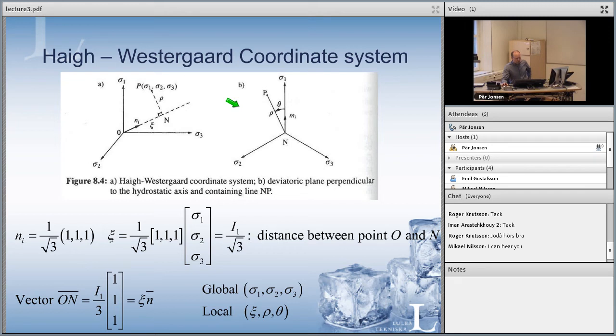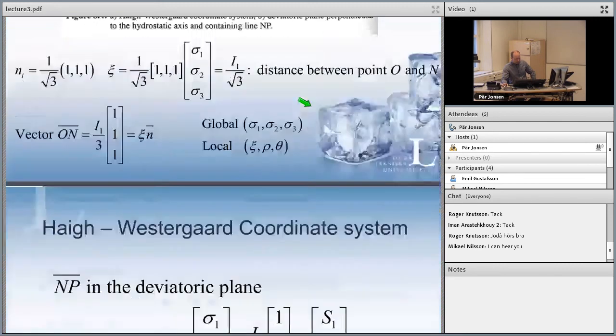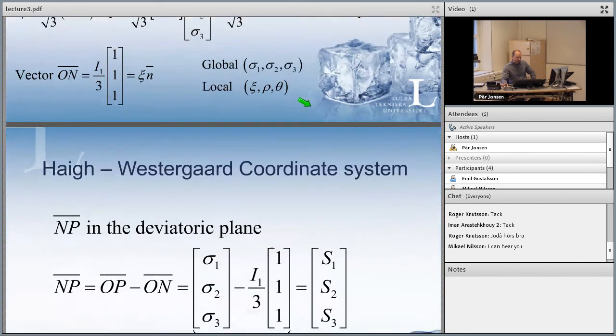And as I told you, you have a global system which is connected to this one, and you have a local one which is connected to the polar coordinate system on this plane that is in this position here. And you have this coordinate system. So it's a projected coordinate system in stress space. This will simplify your calculations quite much.